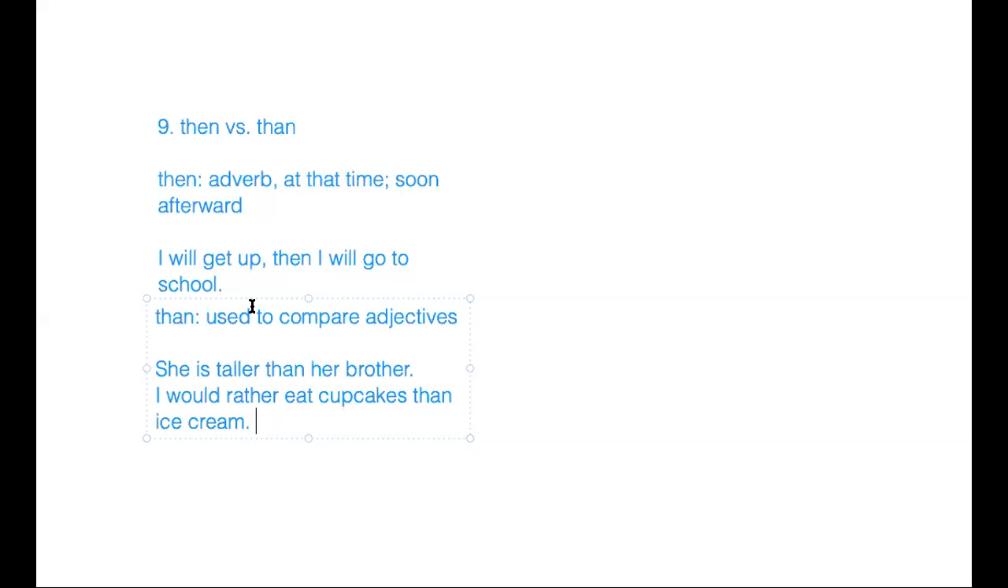Or we could have a whole debate. But if we wanted to use "then," we might say, I will eat cupcakes, then I will eat ice cream. But in this case, I would rather eat cupcakes than ice cream. So when you're comparing two things, you're going to use "than." When you're talking about the passage of time, you'll use "then."